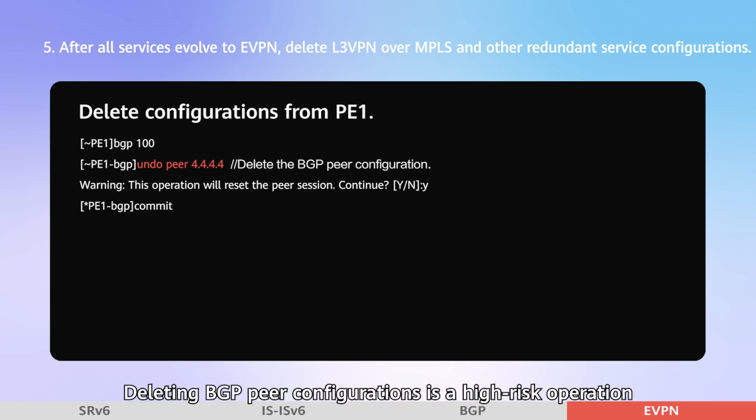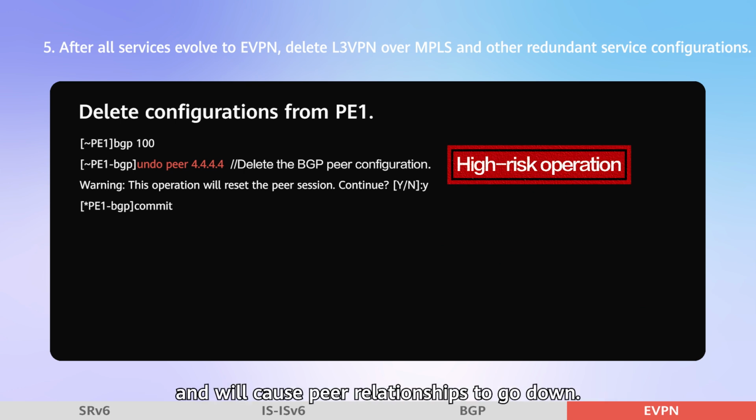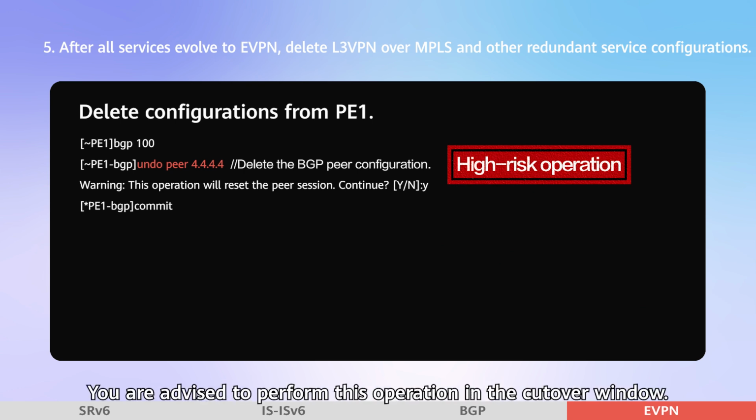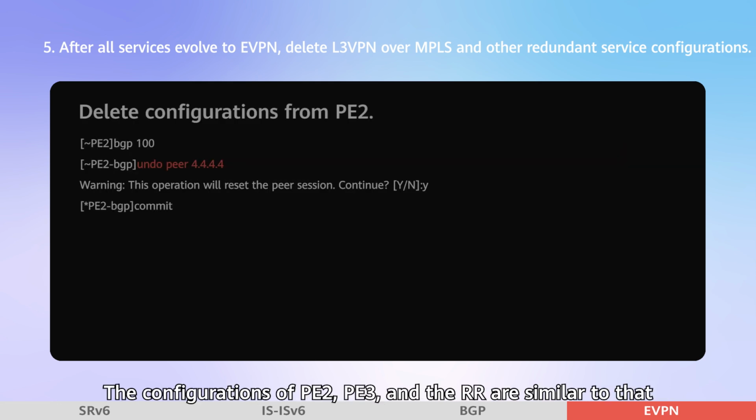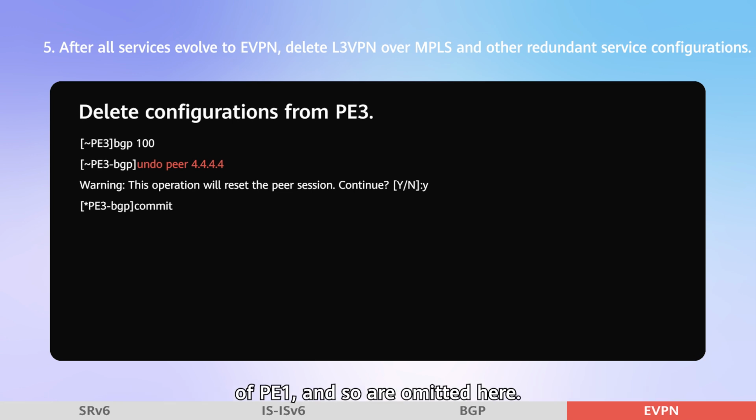Deleting BGP peer configurations is a high-risk operation and will cause peer relationships to go down. You are advised to perform this operation in the cutover window. The configurations of P2, P3, and the RR are similar to that of P1, and so are omitted here.